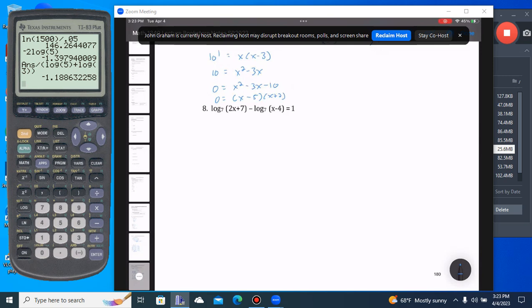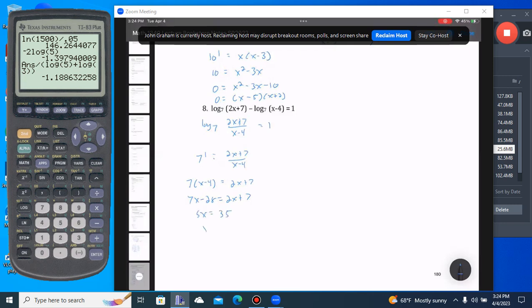Similar here, we'll put these together: log base 7 of 2x plus 7 over x minus 4 equals 1. So 7 to the first equals 2x plus 7 over x minus 4. Multiply the x minus 4 over, you get 7 times x minus 4 is 2x plus 7. Distribute. And then we'll subtract the 2x over and add the 28 to the other side. So we get 5x equals 35.